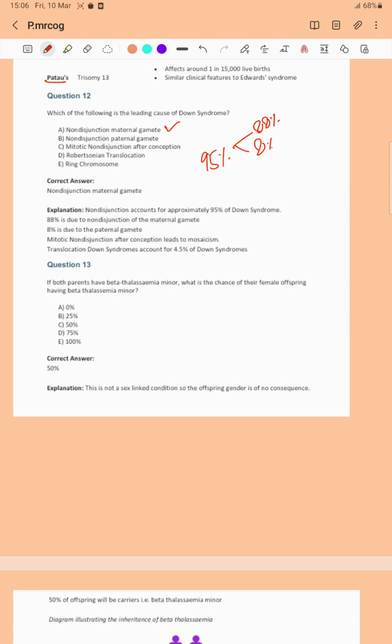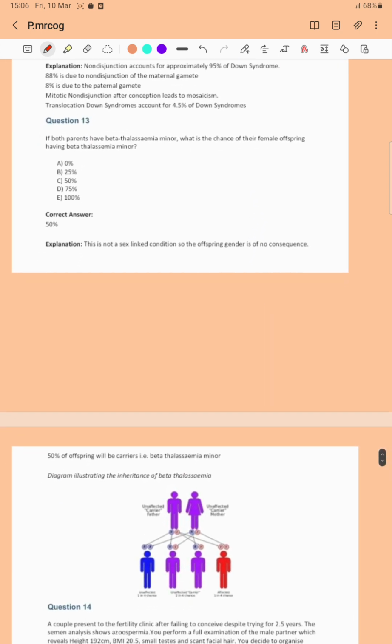So if both parents have beta thalassemia minor. Minor means both parents are carriers. So if this is a healthy gene, and this is the abnormal gene of one parent, this is a healthy gene, and this is the abnormal gene of the other parent. So now let's do the crossing. This will become AA, and this will become Aa, and again this will become Aa, and this will become aa.